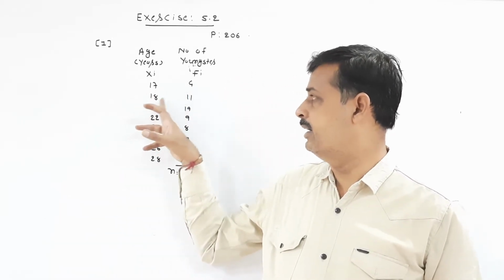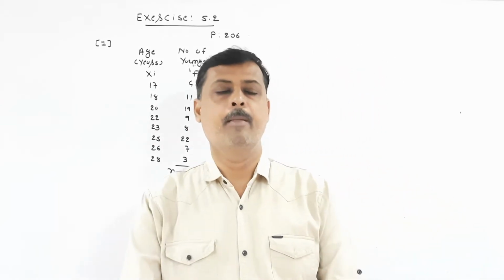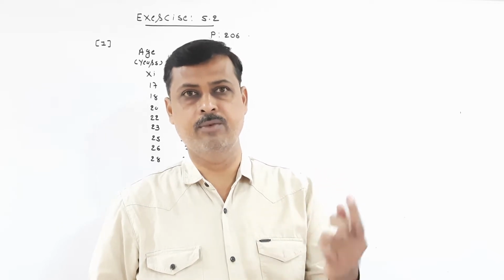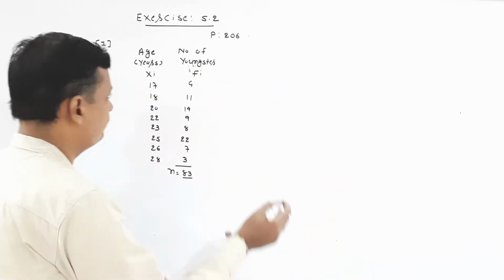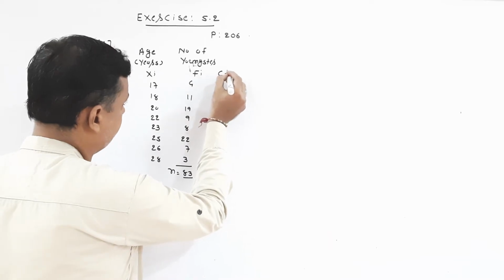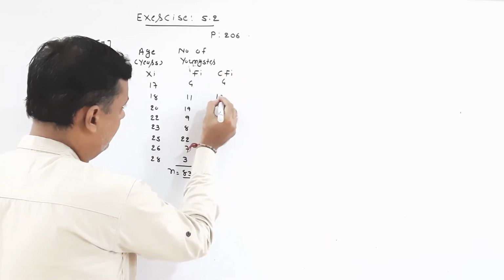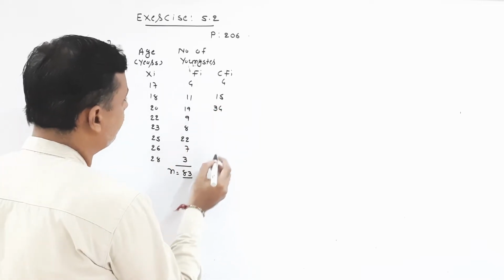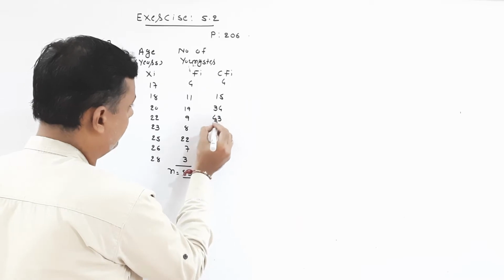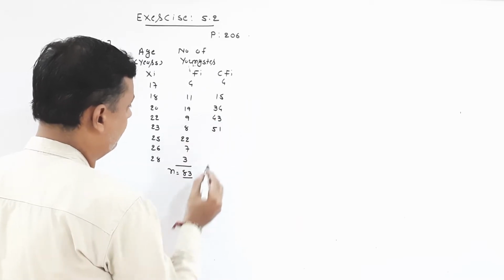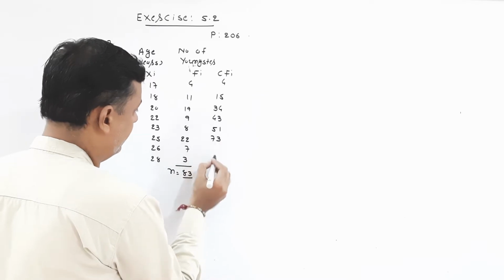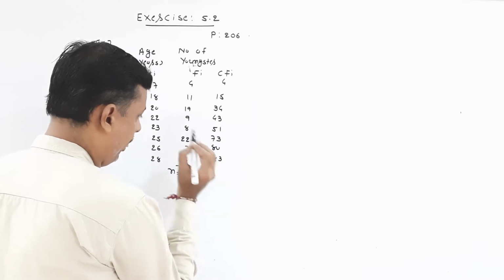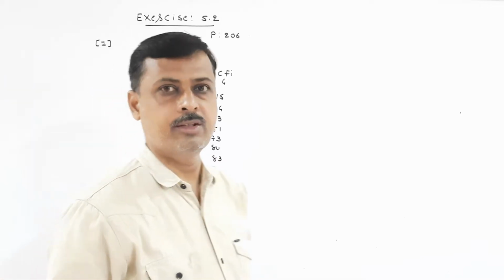In Bowley's method, only one column is required, that is CF, cumulative frequency. 4 plus 11, 15. 15 plus 19, 34. Plus 9, 43. Plus 8, 51. Plus 22, 73. 73 plus 7, 80. And 80 plus 3 becomes 83.